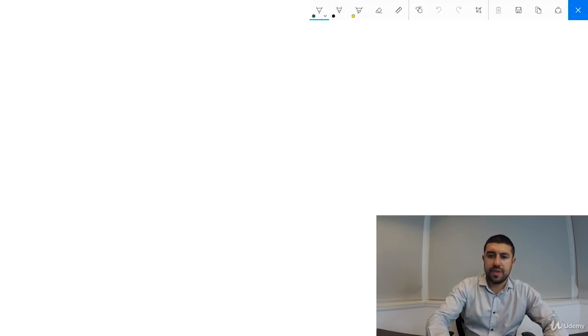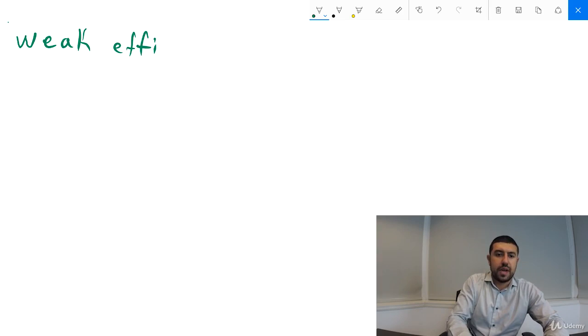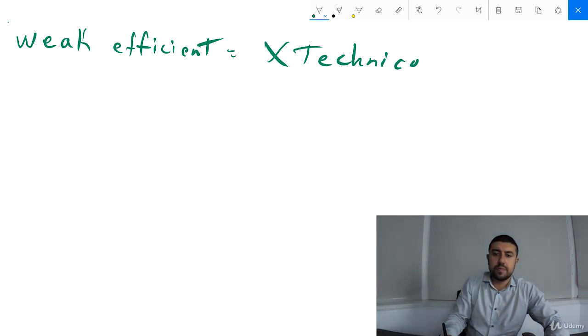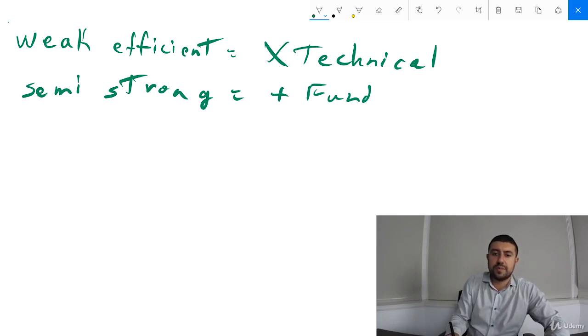Some people believe that the market is weak efficient, right? That's how they call it. Weak efficient means that you cannot use technicals. Some people believe it's semi-strong, right? And that means you can't use technicals, plus you can't use fundamentals. You could use private information.